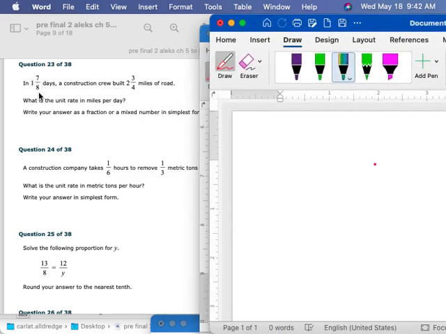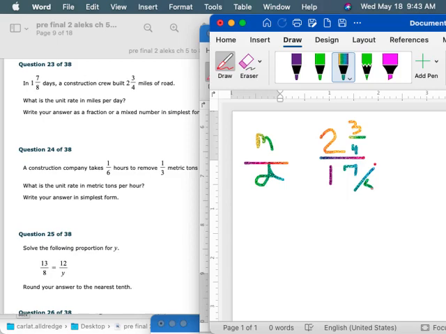In 1 7/8 days, a construction crew built 2 3/4 miles of road. What is the unit rate in miles per day? Okay, so we want miles on the top per day on the bottom. So we need to write 2 3/4 on the top, and we need to write 1 7/8 on the bottom. Okay, and then we're trying to make that miles per 1 day.